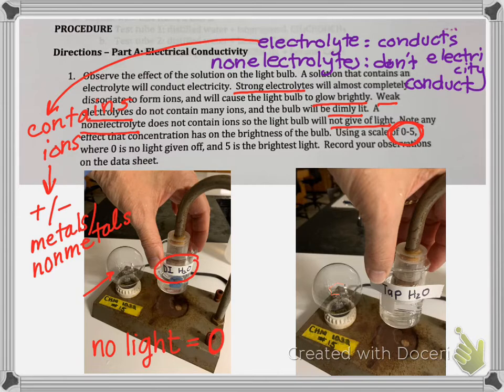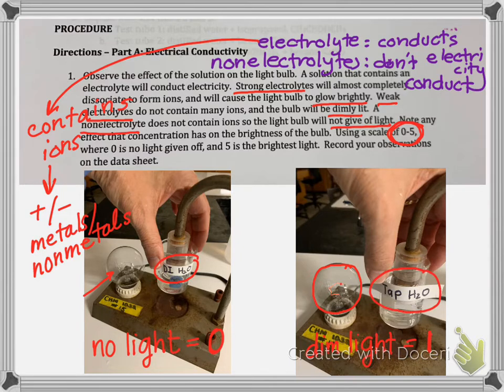Now, this second one, I had to turn off the lights in the room. If you look at the light bulb, there's a glow, and I'll outline it, then I'll erase it. The wire inside, right where I drew, is glowing. It's not very bright, so it's a dim light. I'm going to give it a 1, and you might think it's a 2. Remember, this is for tap water.